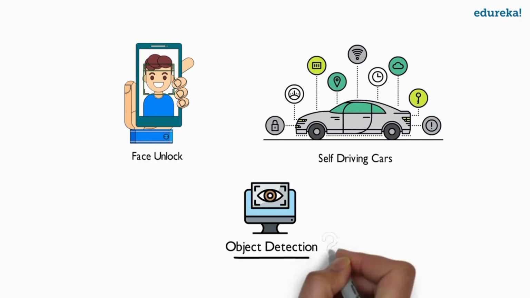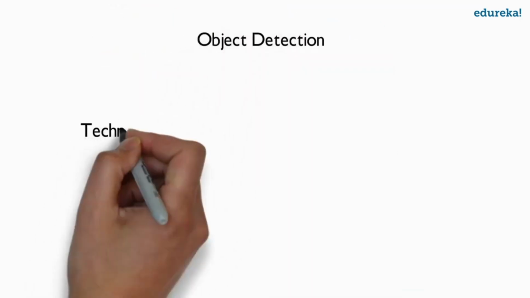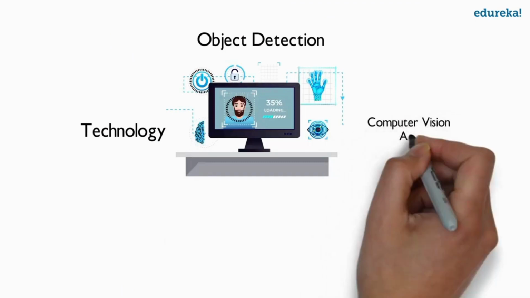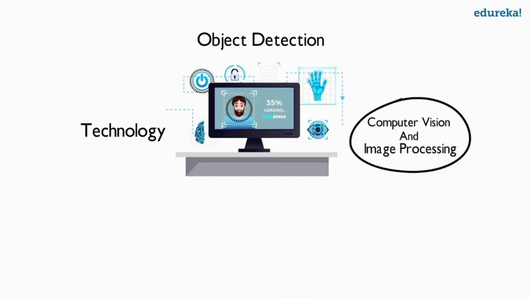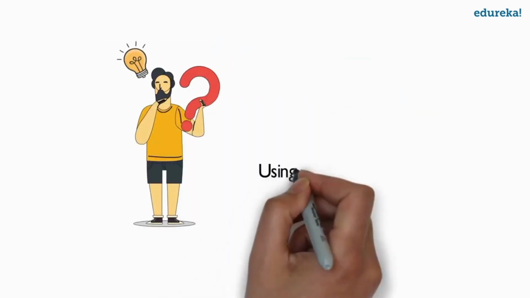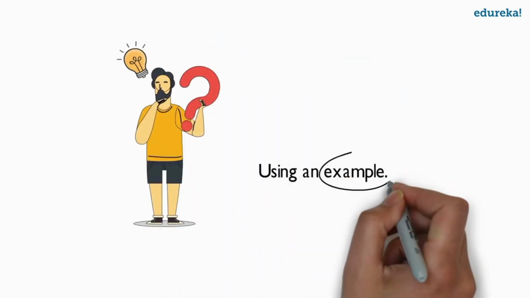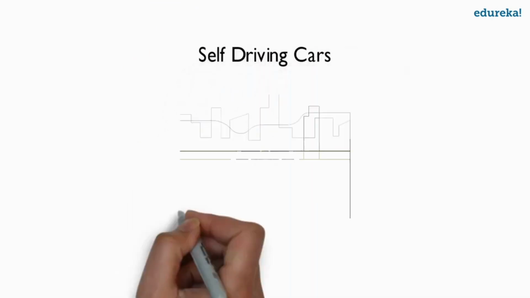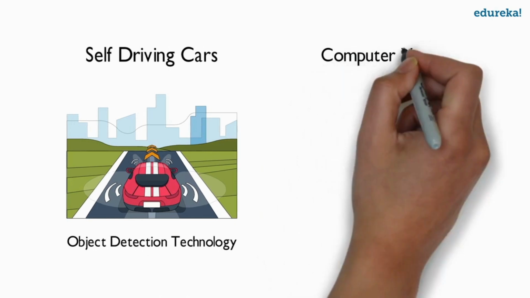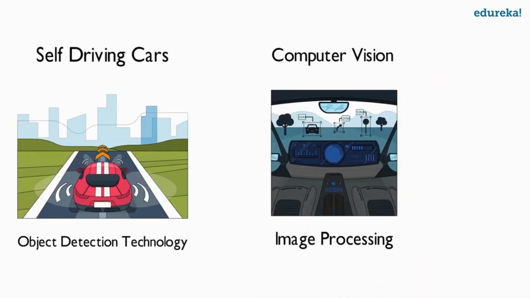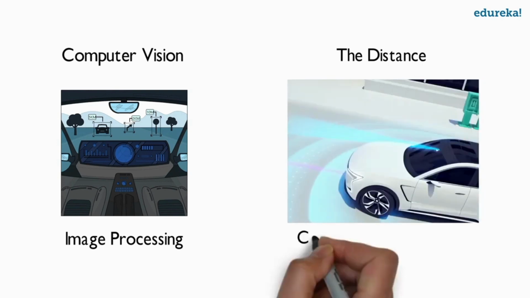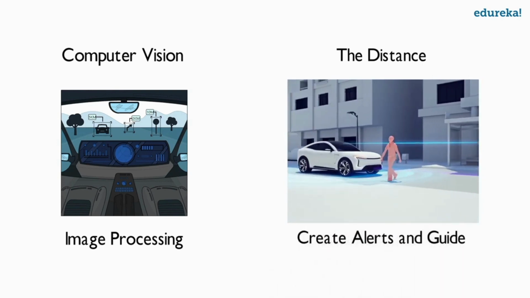So what is object detection? Technically, object detection is a technology that includes computer vision and image processing used to detect objects in images or videos. Sounds interesting? Let's break it down for you using a simple example. Self-driving cars make use of moving object detection technology, where computer vision and image processing are used to determine the distance between the car and the moving objects to create alerts and guide the self-driving car.